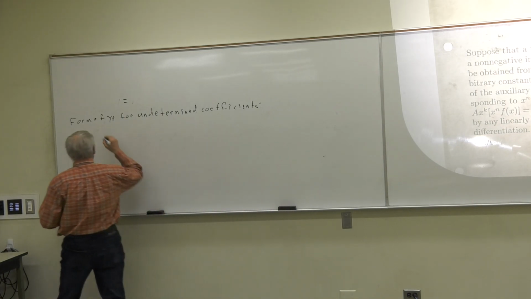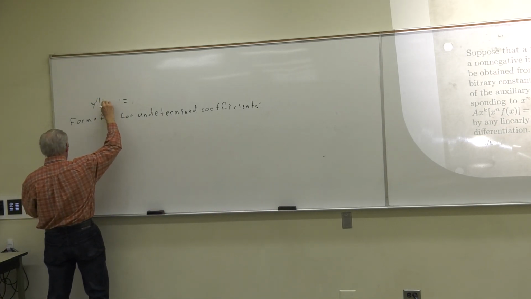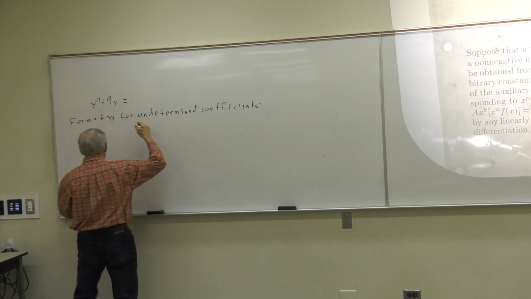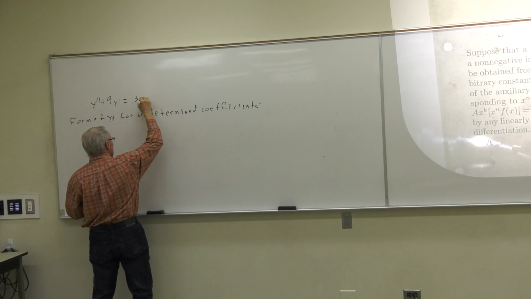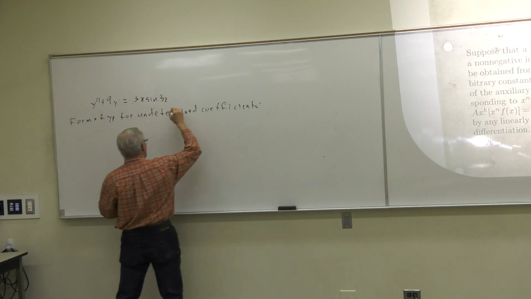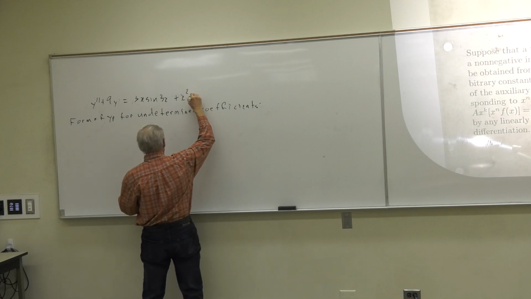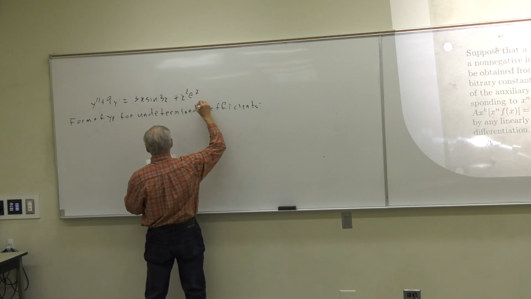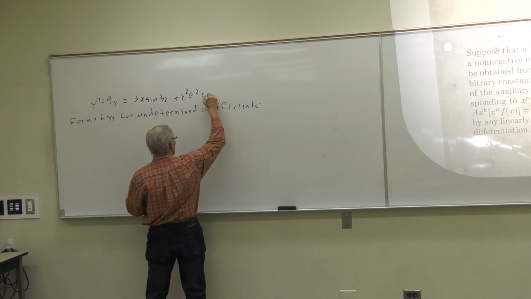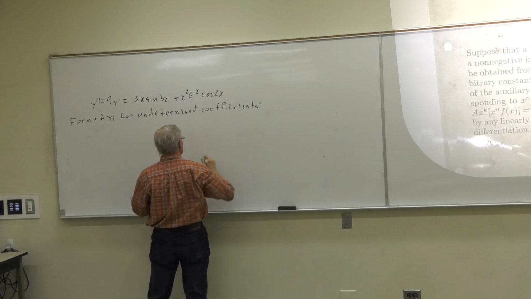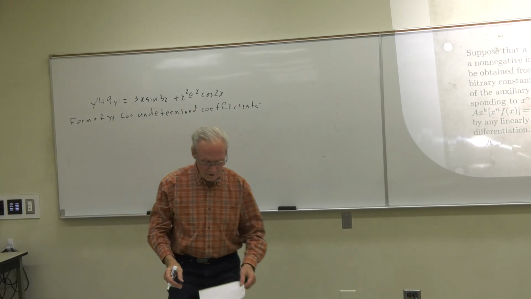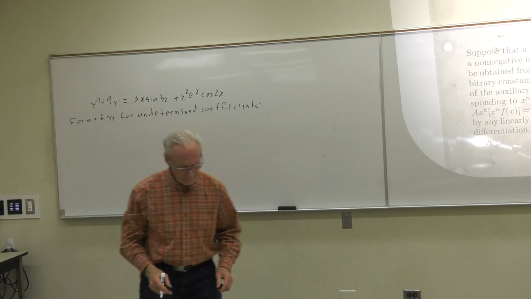y double prime plus 9y is equal to 3x sine 3x plus x squared e to the x cosine 2x. Do I really want to do that? Cosine 2x, I don't want 3x. All right, let's do that.